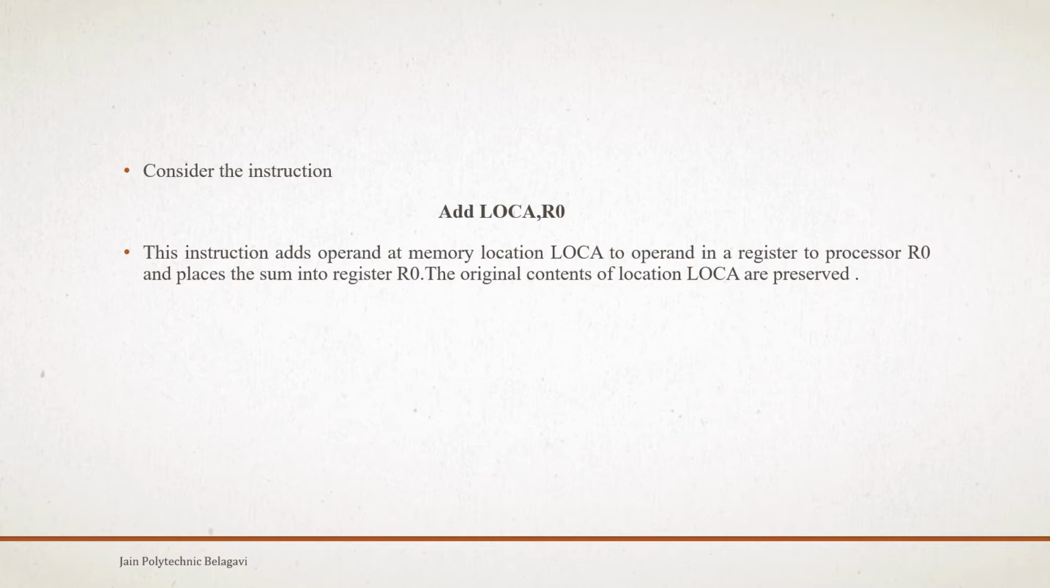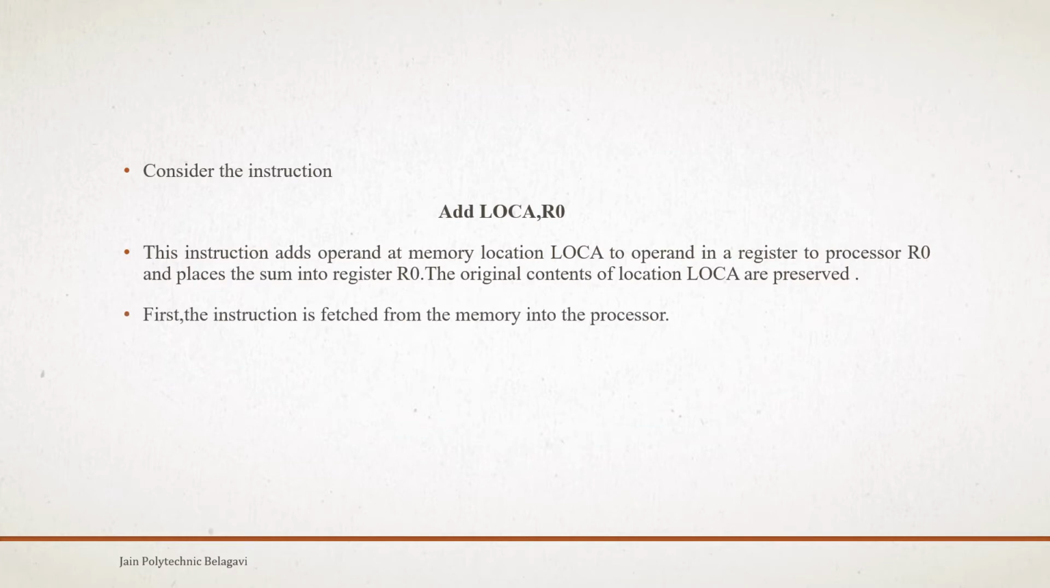That is, if the location A contains 5 and R0 contains 7, the sum, that is 12, will be stored again in R0. This means the original contents of R0, that is 7, will be erased, whereas the original contents of location A, that is 5, will be preserved because we are only adding it to R0.